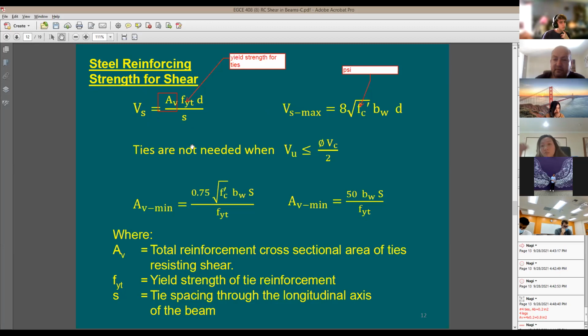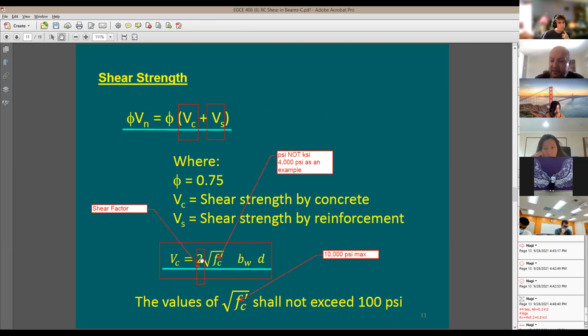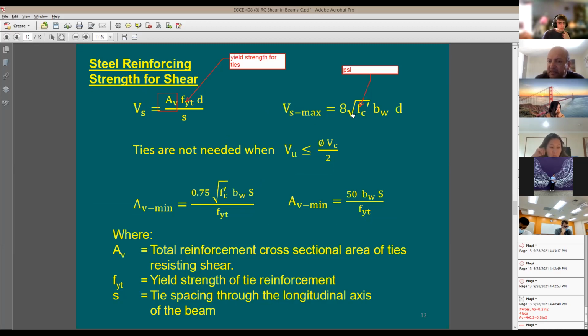Where did they get this from? Well, we said concrete is going to be 2 square root of F prime C, and the steel tie is going to be 8. When you add them together, it's going to be a total of 10 square root of F prime C. That's it.